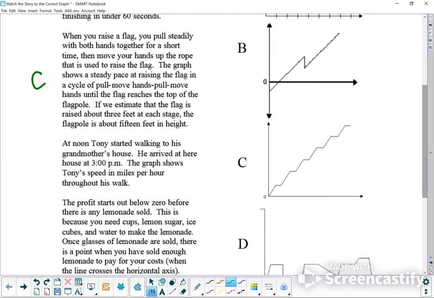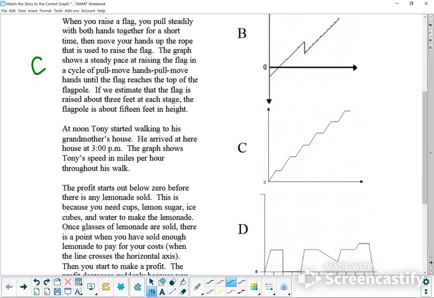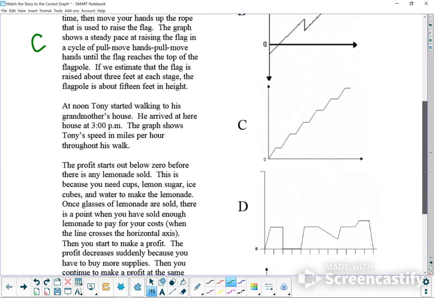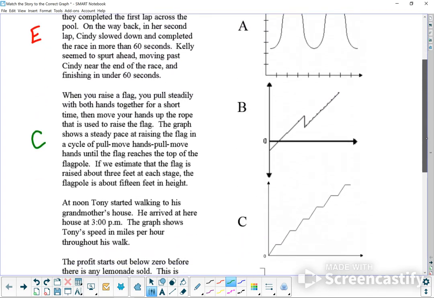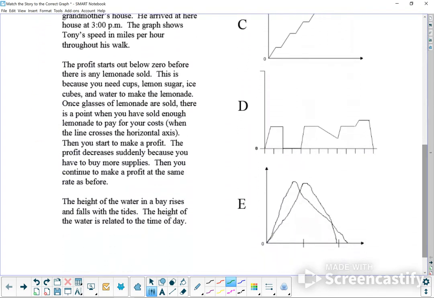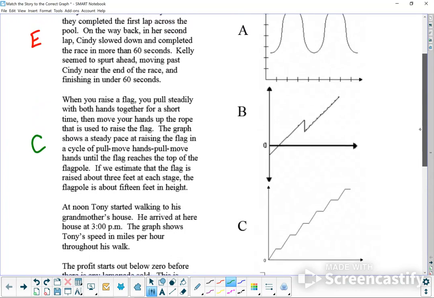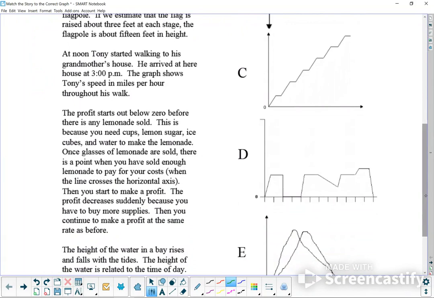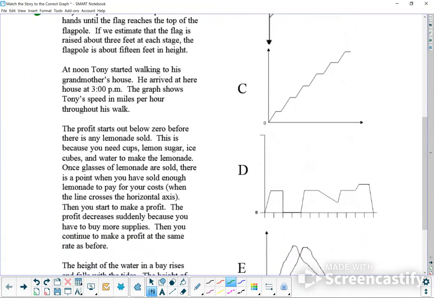At noon, Tony starts walking to his grandma's house. He arrives at her house at 3 o'clock p.m. The graph shows Tony's speed in miles per hour throughout the walk. So I don't know what Tony does while he's walking. He could be skipping, crawling, walking backwards, moonwalking, whatever he's doing. He could be all over the place. And all of these look like there's pattern and rhythm and rhyme to it, and sometimes when you're just walking to grandma's house, there could be. But we don't know what's going on, and the only one that looks like it works, honestly, if you were to ask me, I would say this one is D, by choice of I just don't know. So D should be this one.